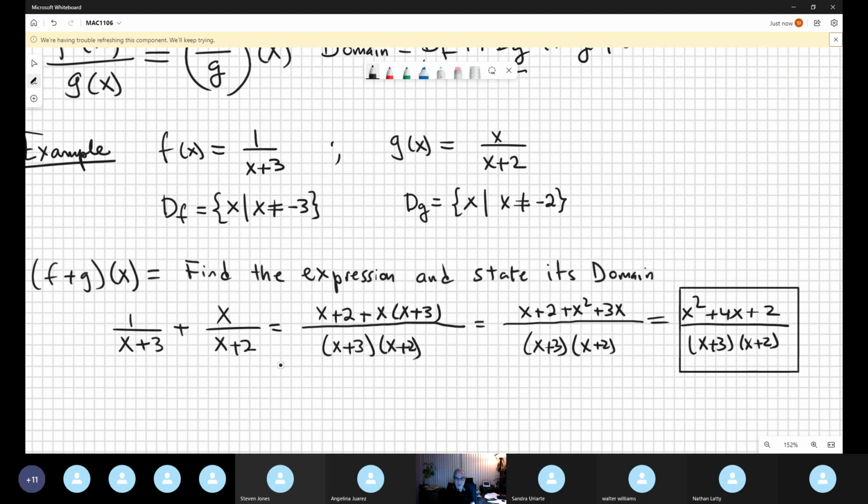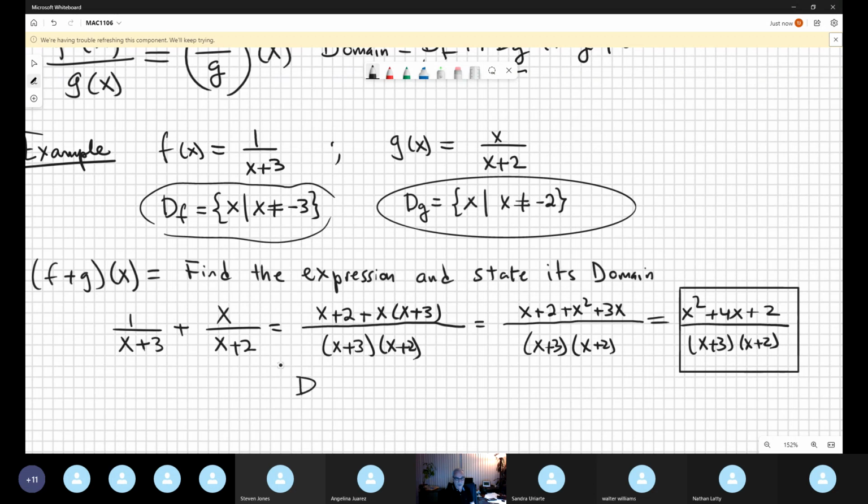Now, what about the domain? Well, the domain is obviously the intersection of that situation and that situation. Therefore, the domain of the famous f plus g function is all real numbers except the two guys that we have in the problem: not -3, and not -2. Clear?